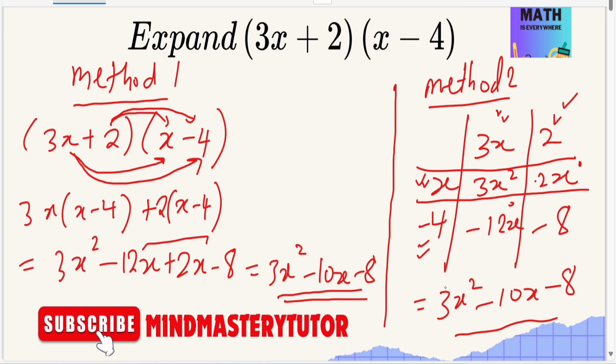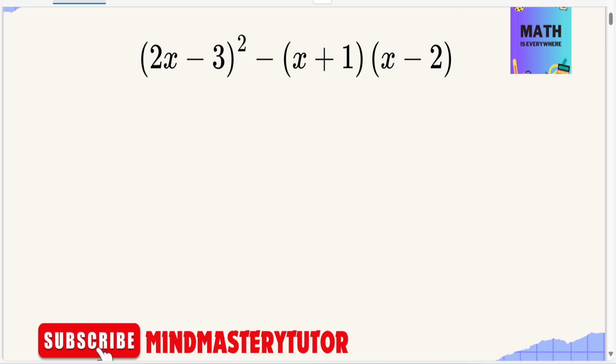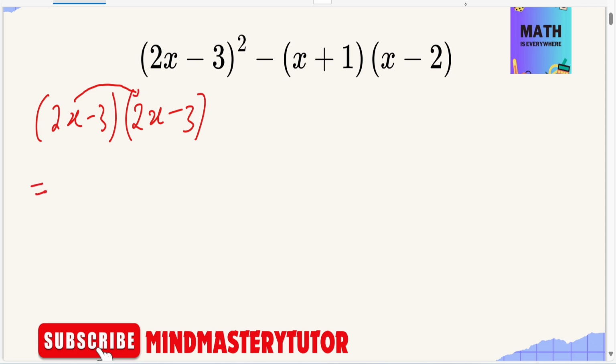Na swali lingine sasa. So hii ni swali la pili ya expansion. So how do you solve such question? 2x minus 3 squared minus 2 bracket x plus 1 into x minus 2. So very easy. Mwanzo waje wachukua hiyo 2x minus 3 multiply by itself because kuna square, so it's a perfect square. So you multiply 2x, 2x, so it gives you 4x squared. 2x end up with negative 3, itakupa negative 6x. Negative 3 end up with 2x, itakupa negative 6x. Na negative 3 ikienda kwa negative 3, itakupa positive 9.